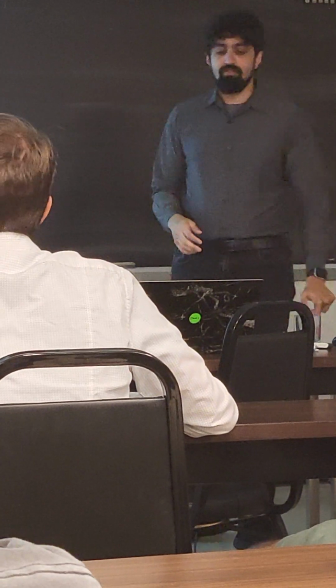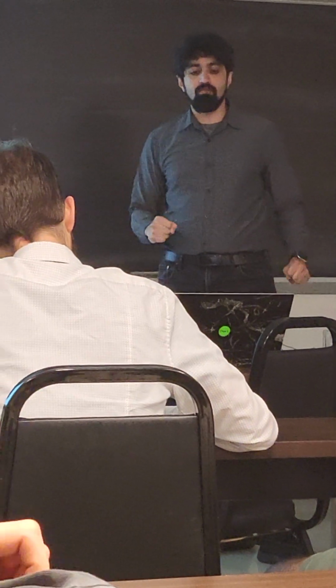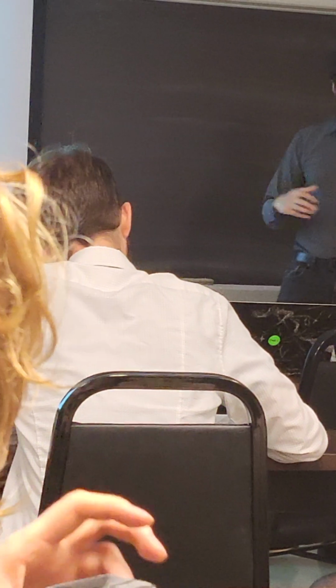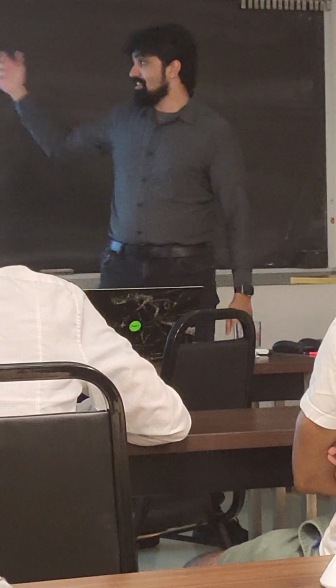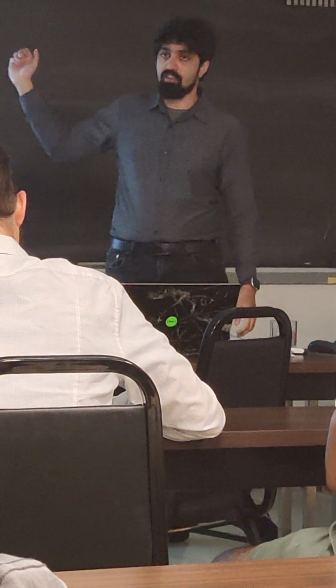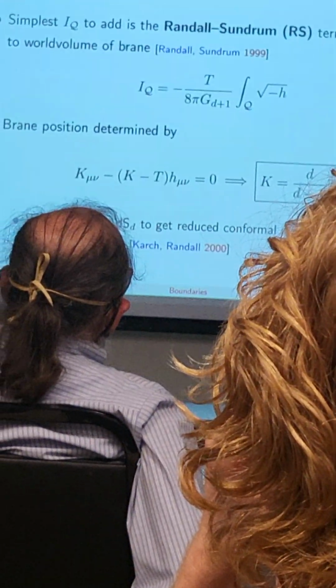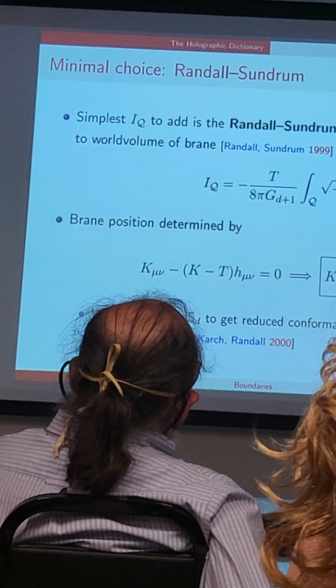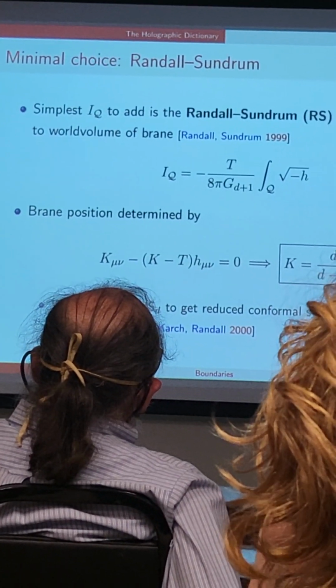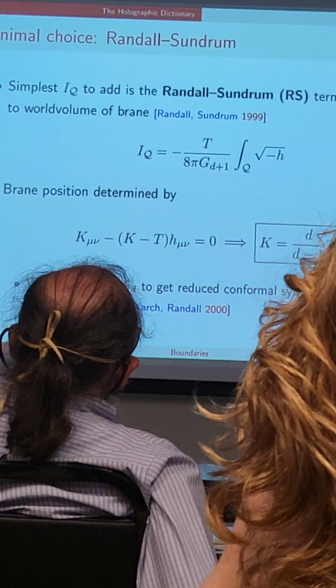The simplest sort of thing to add is a Randall-Sundrum term where my I_Q is just proportional to the world volume of the brane. T here is some coupling that's called the brane tension. And with this sort of action, the embedding equation becomes pretty simple. You can contract all the indices and get that the end of the world branes just have constant extrinsic curvature.